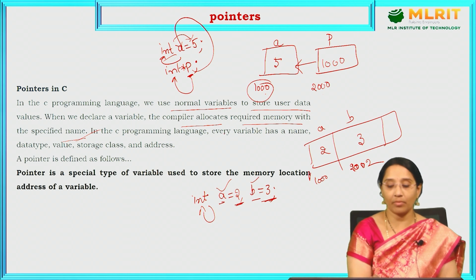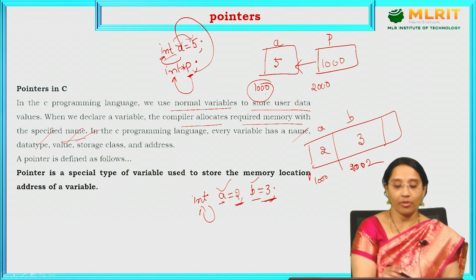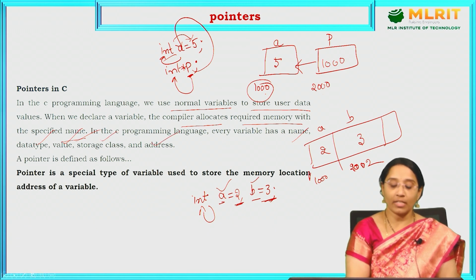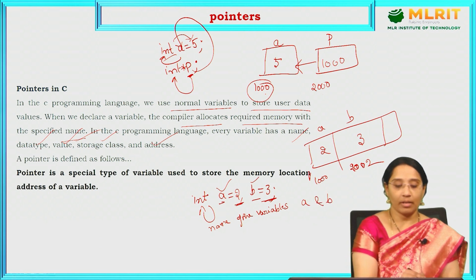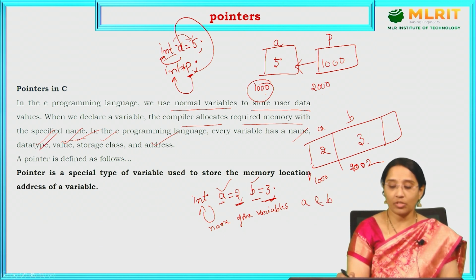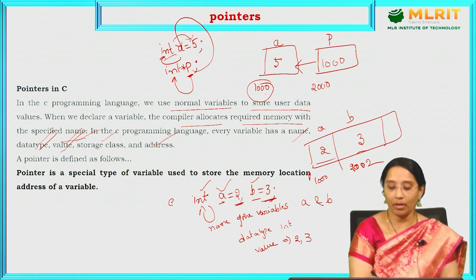In the C programming language, every variable has a name, data type, value, storage class and address. So what is the name here? The names of the variables are A and B. Data type: 2 and 3 are the values, and we have taken the data type as integer. Next, the value. What is the value we are storing here in the memory? Values are your data values, in this example 2 and 3.